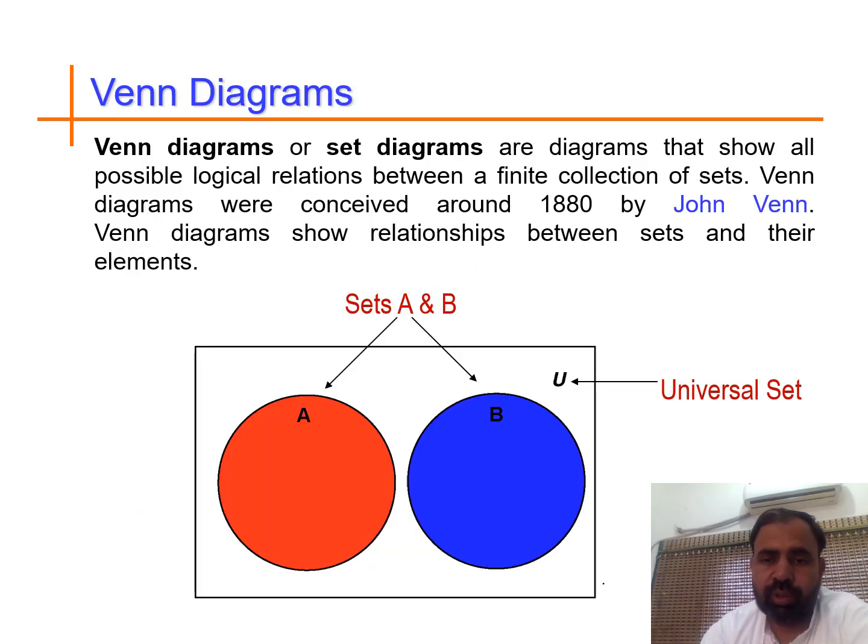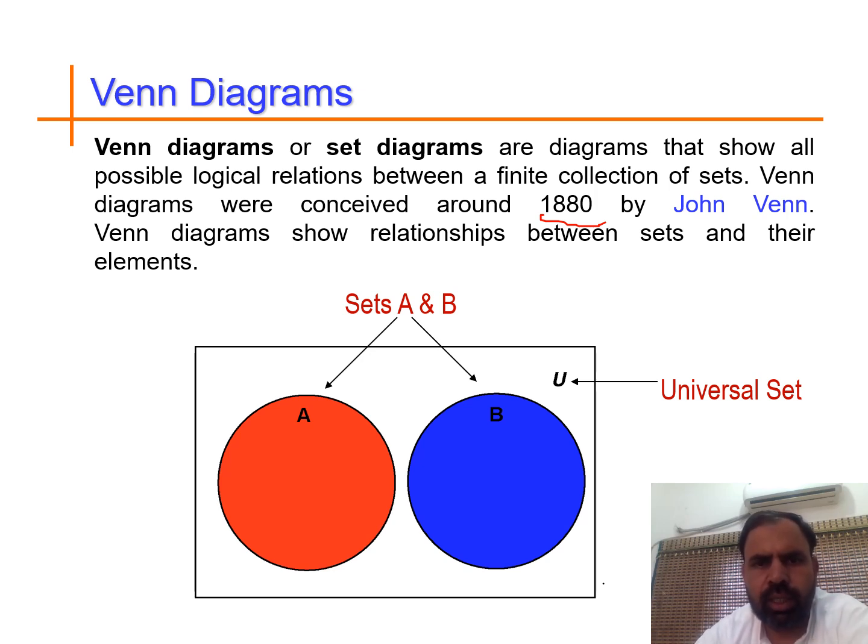Venn diagrams, which are very important, we discuss here. Venn diagrams are set diagrams that show all possible logical relations between a finite collection of sets. Venn diagrams were conceived around 1880 by John Venn. Venn diagrams show relationships between two sets and their elements.